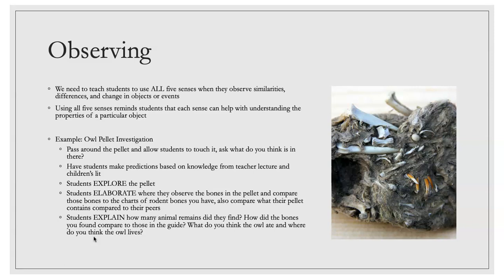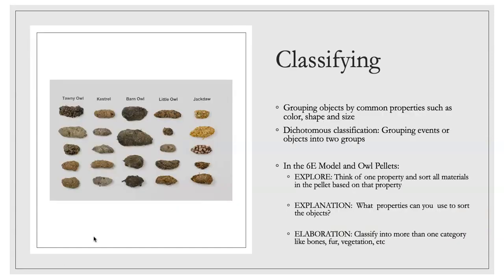And then you need to allow your students to explore the pellet and elaborate on what they observe, like what type of bones are in the pellet, compare those bones to the charts of rodent bones you have, and also compare what their pellet contains compared to their peers. You can then have your students explain: How many animal remains did they find? How did the bones you found compare to those in the guide? What do you think the owl ate? And where do you think the owl lives? So this is one way that students can use the power of observation through a scientific inquiry lesson.